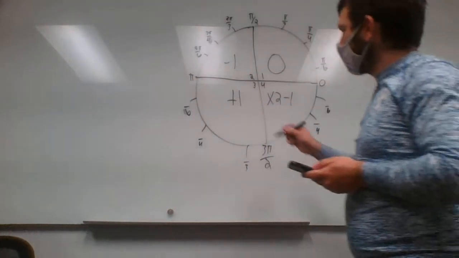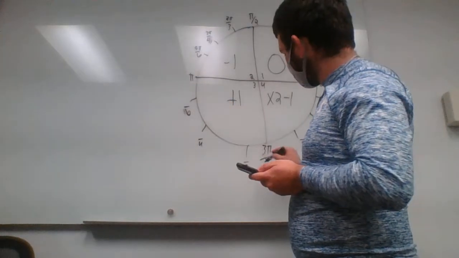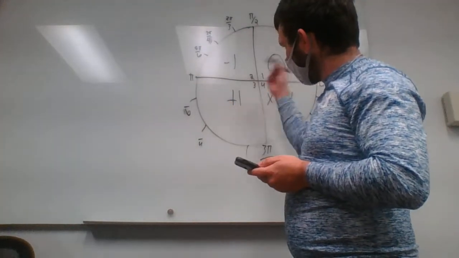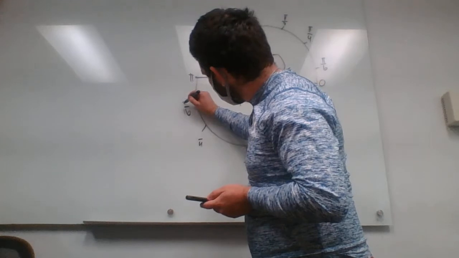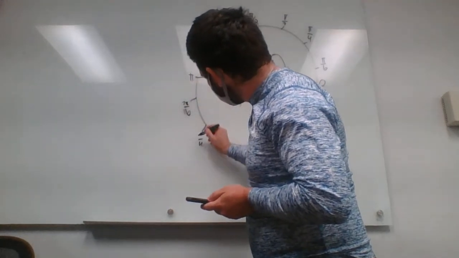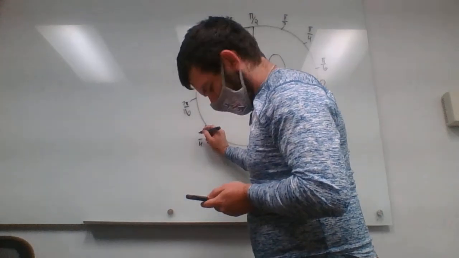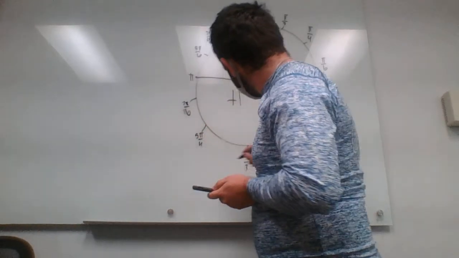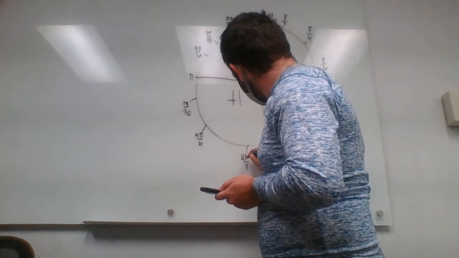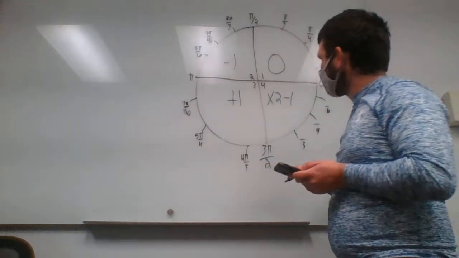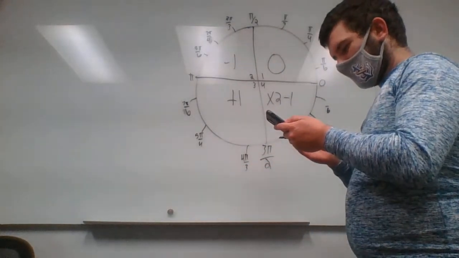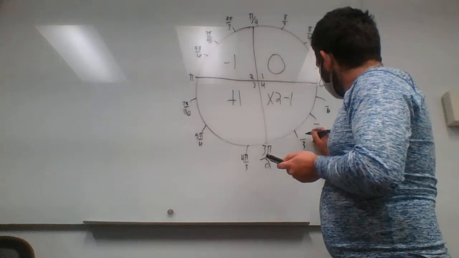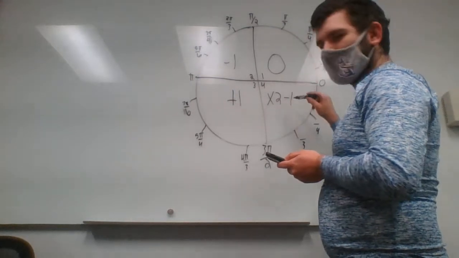So here, plus 1, you're going to look at your denominator and add 1 to it. So you're going to have 7 pi over 6, 5 pi over 4, and 4 pi over 3 in quadrant 3. Nice and simple. Here, this one is probably the hardest one to actually wrap your head around.